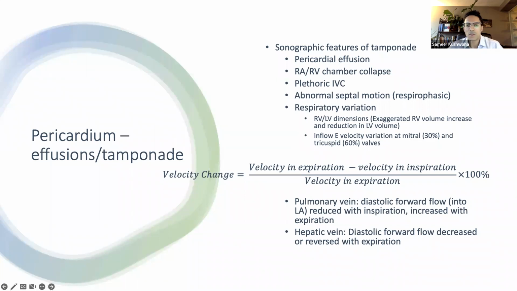And then finally, we can also see changes in our pulmonary vein and hepatic vein flows. So in the pulmonary vein, we can see that the diastolic forward flow that we expect to occur into the left atrium is reduced with inspiration because of those physiologic changes I mentioned, which impair filling of the left ventricle. And in the hepatic vein, during diastole, when you would expect there to be good forward flow towards the IVC, we can see that this forward flow is decreased or reversed with expiration.